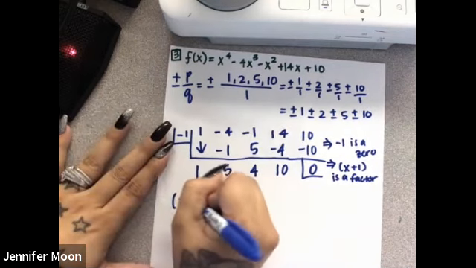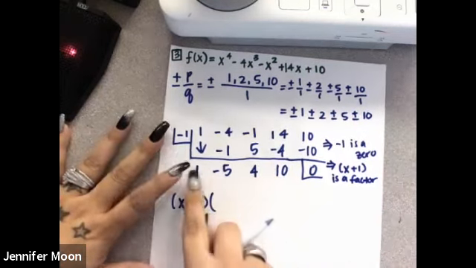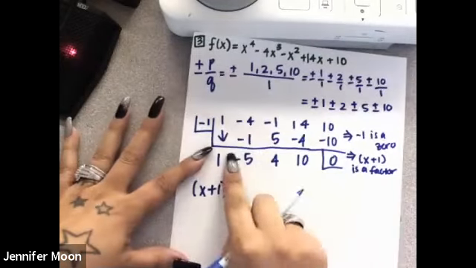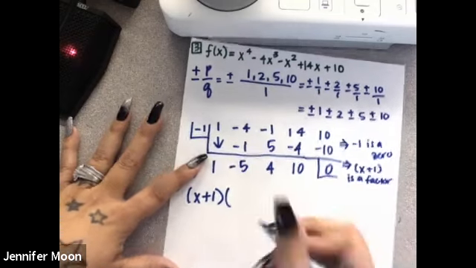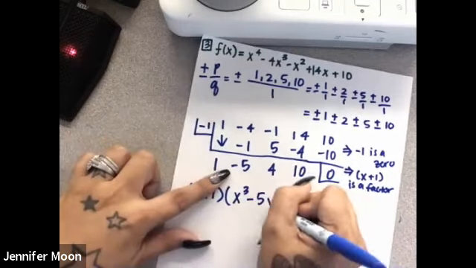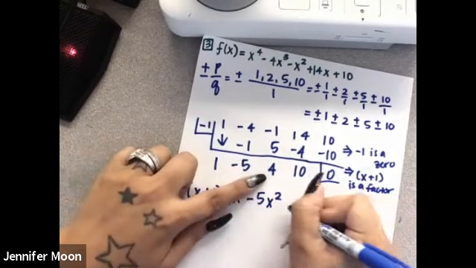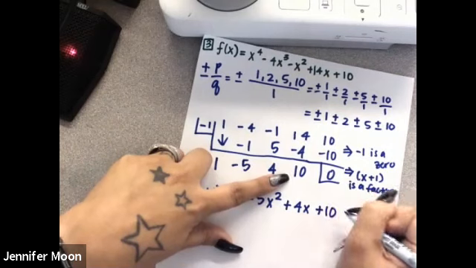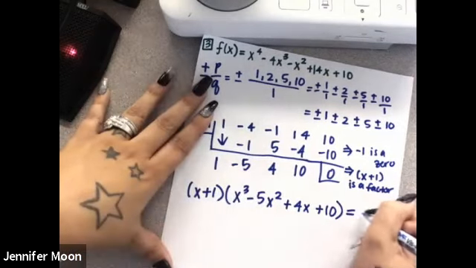So I get x plus 1, and then open parentheses. Y'all, it started with x to the 4th. When I write my quotient, it goes down a degree. So I get x cubed, that's a -5x squared, that's a +4x, that's a +10, close, equals 0.